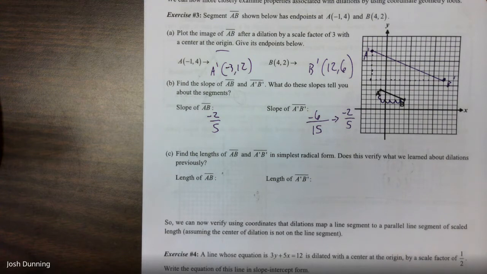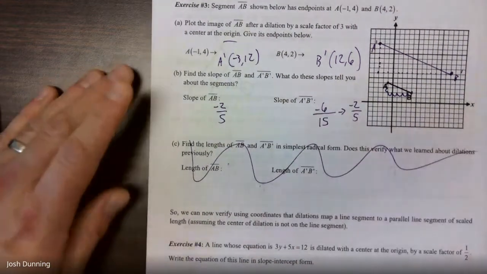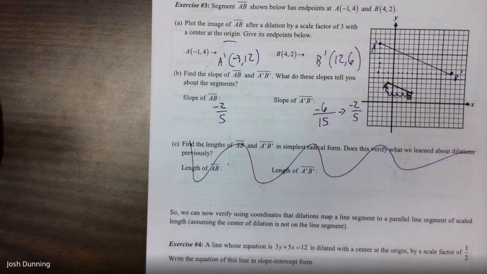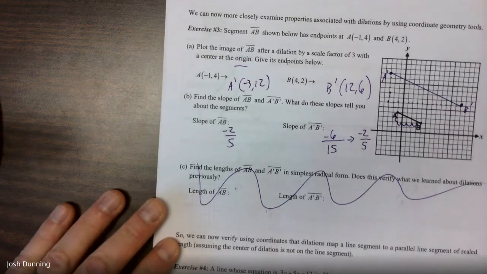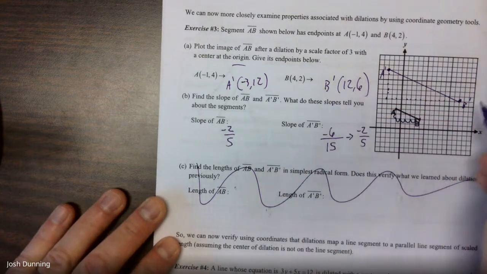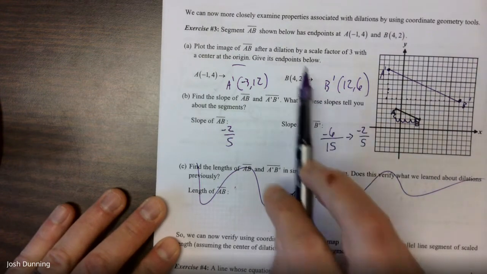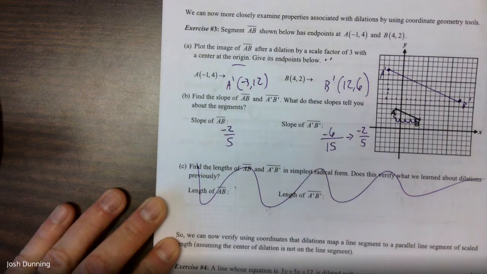The angles and the slope do not change. Everything is just made bigger in proportion. We'll skip this. We don't need to do the distance formula. So that was a line segment. Line segment, you just multiply the endpoints by whatever the scale factor is.